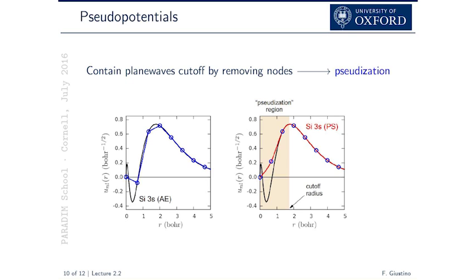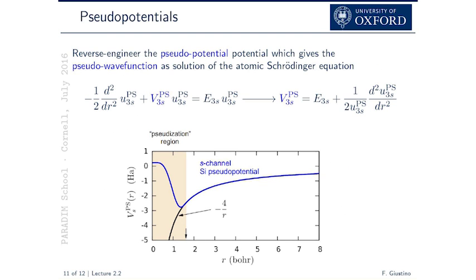Well, people say, well, what we can do is to invent a new potential, actually, which gives me the red line as a solution. As simple as that. So how do you do that? Well, you can use the Schrödinger equation.